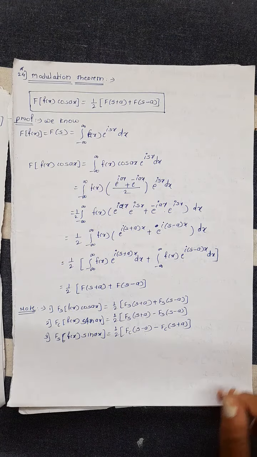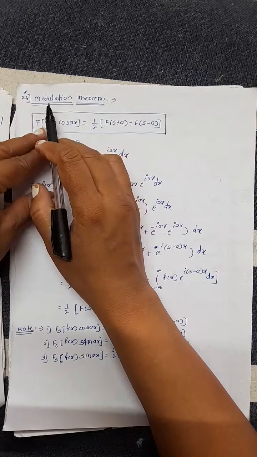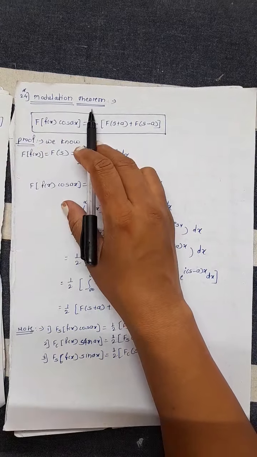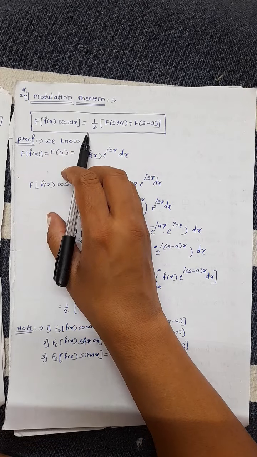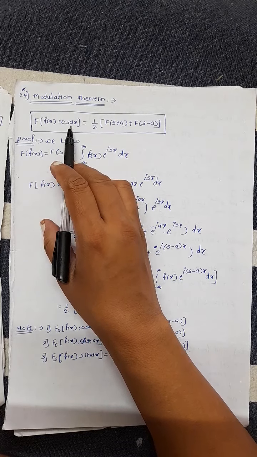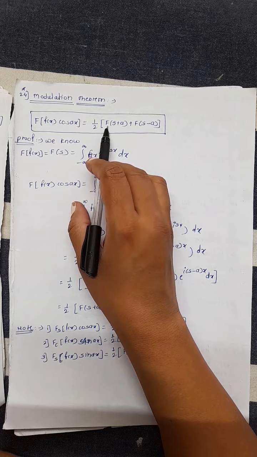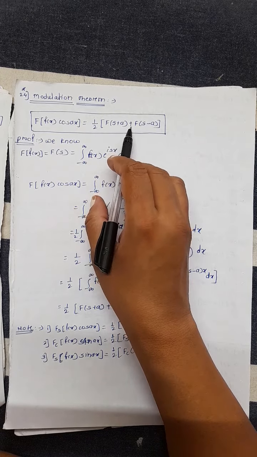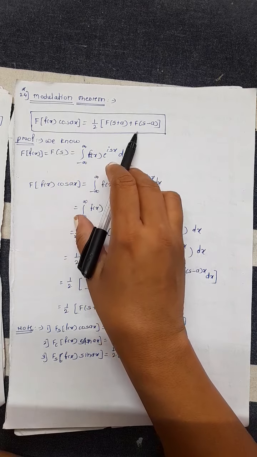Okay, next property, let us see the modulation theorem. Okay, this is one theorem here. We have to prove this theorem. The Fourier transform of f(x) into cos ax is equal to half into bracket F(s plus a) plus F(s minus a), bracket complete. This we have to prove.